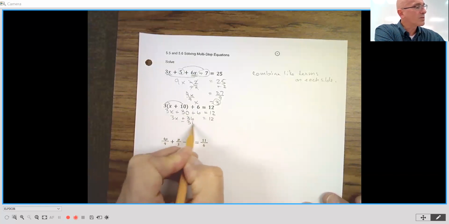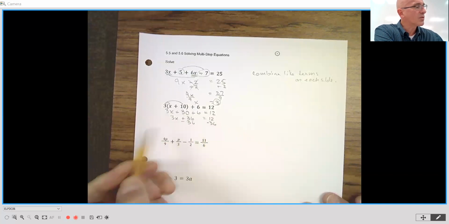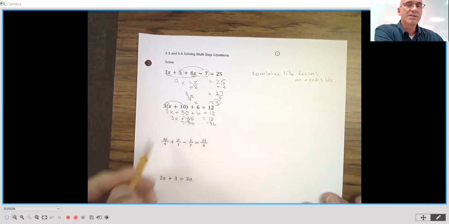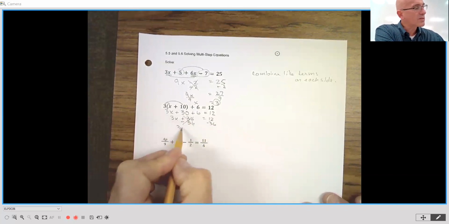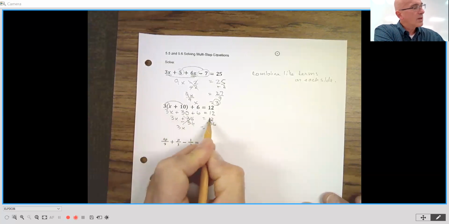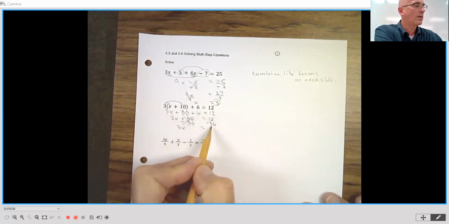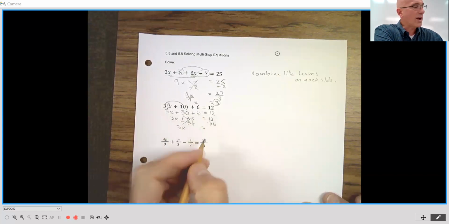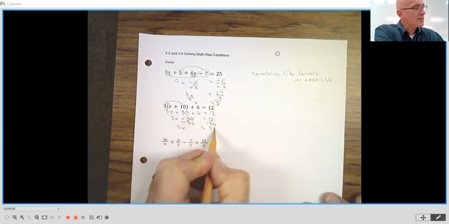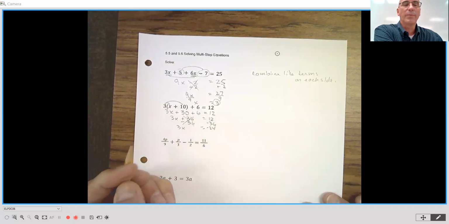So now we're going to subtract the 36 from both sides. This disappears, so we're left with 3x on the left, 12 minus 36. Now let's think about how we move in the negative direction. We're starting at 12, and then we have to subtract 36. So that is a negative 24.